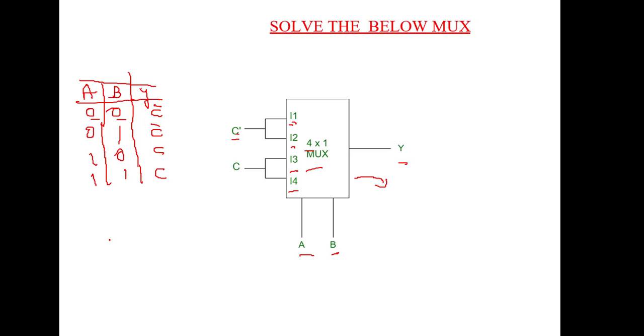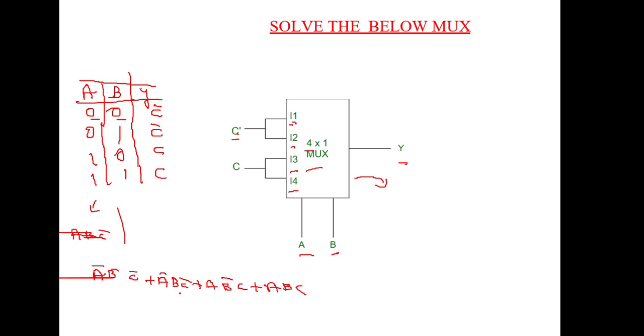Once you have formed the truth table, you can go for the equations. The equation looks like this: A bar B bar C bar for the first one, A bar B C bar for the second one, A B bar C for the third one, and ABC for the fourth one.